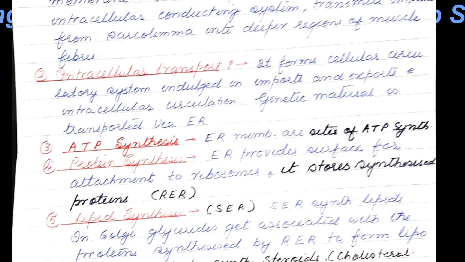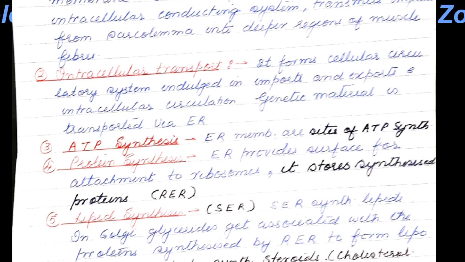Then protein synthesis. As I've told you, the surface of rough endoplasmic reticulum is laced with countless number of ribosomes, and these ribosomes prepare proteins. So endoplasmic reticulum in that sense doesn't directly get involved in protein synthesis, but provides surface for attachment of the ribosomes which are involved in synthesis of proteins.